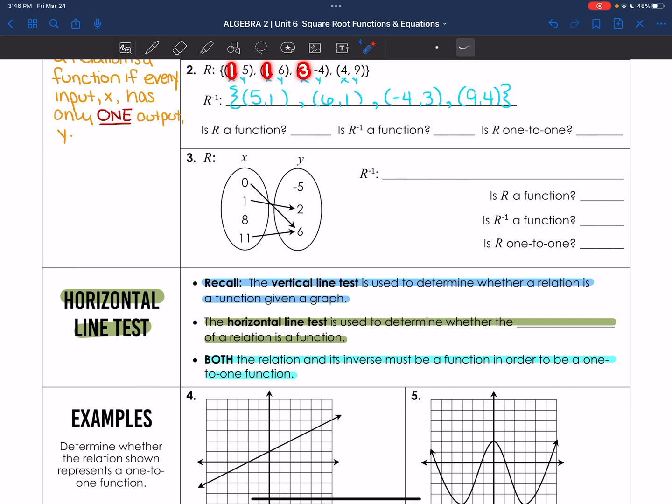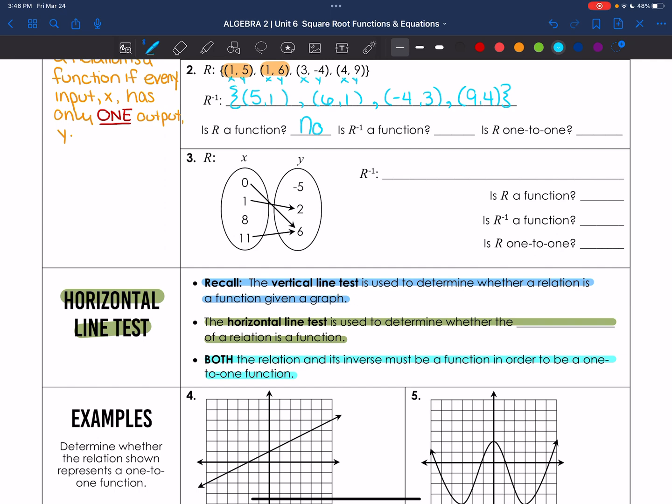Now let's begin to answer the rest of the question, is R a function? Well, let's look at our x values, and do you see that repetition? Do you see that 1 is paired with 5 and 1 is paired with 6? That is not okay. That is not a function.